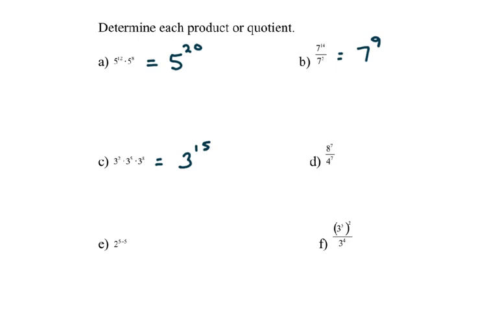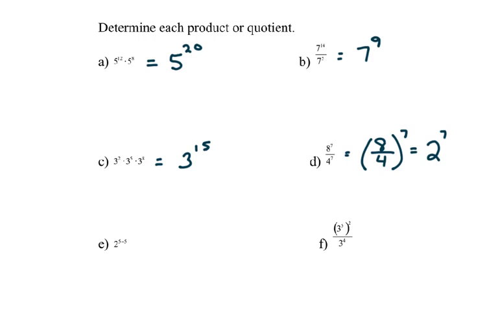In letter D, we have different bases. We have 8 to the 7th divided by 4 to the 7th. But notice the exponents are exactly the same. And so we can put our two bases in parentheses and pull that exponent out for the power rule. Now what we can do is simplify what we have in that set of parentheses. We have 8 divided by 4, that's 2. And we now have 2 to the 7th power is the simplified version of 8 to the 7th over 4 to the 7th.